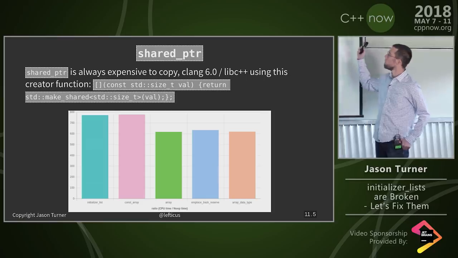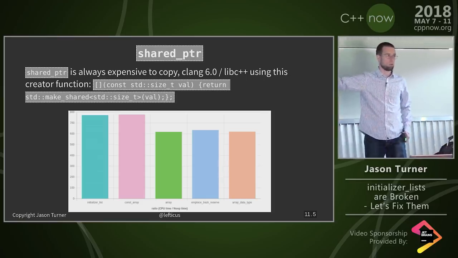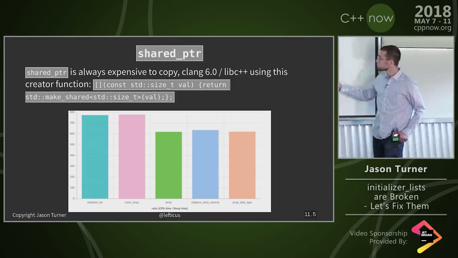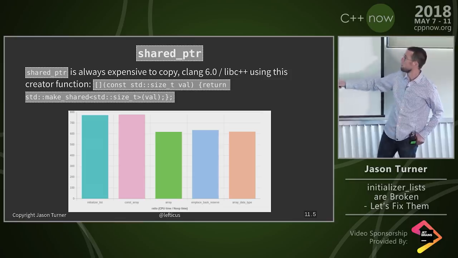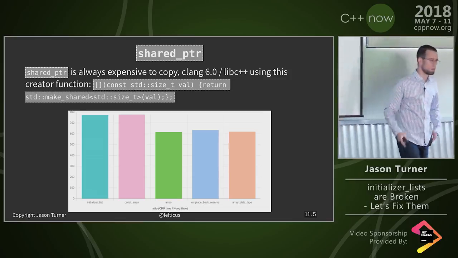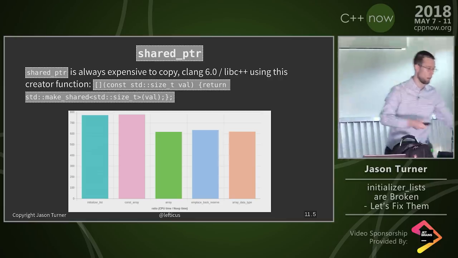So shared pointer is always expensive to copy. The compiler isn't going to screw with us in the same way with shared pointer as it was with std string. So with shared pointer here, and I've trimmed the fat, basically, we get, oh, and that reminds me, I have stuff that I need to get rid of, and I haven't been throwing any of them out.